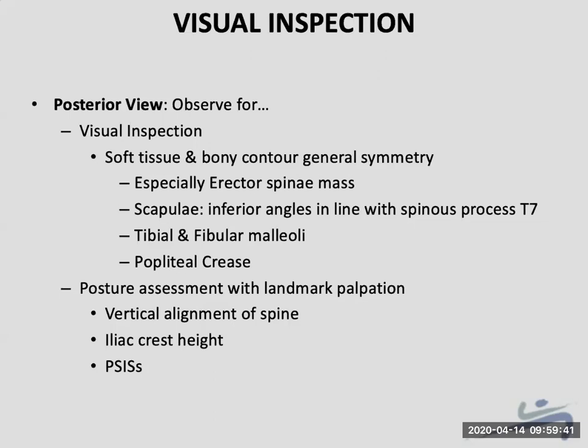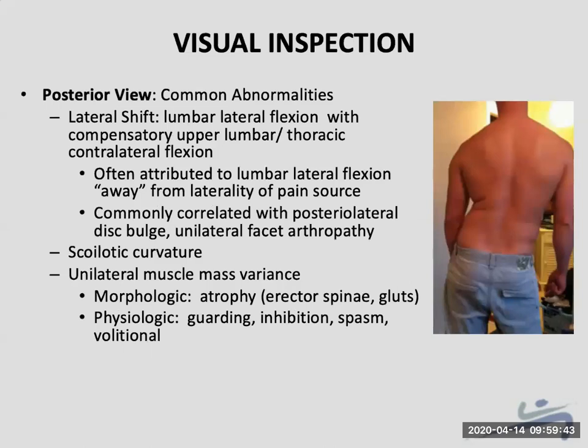PSIS as well. Now, some common abnormalities that we might see from the posterior view, our lateral shift. So this picture over here to the right is an excellent example of a lateral shift. And this could be someone who's trying to unload one side of the spine. This has been proposed with people who have disc abnormalities or zygapophyseal abnormalities, but essentially trying to get in a position that will relieve symptoms. And our scoliotic curvature we might see as well.